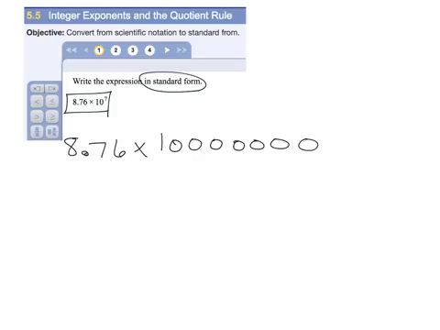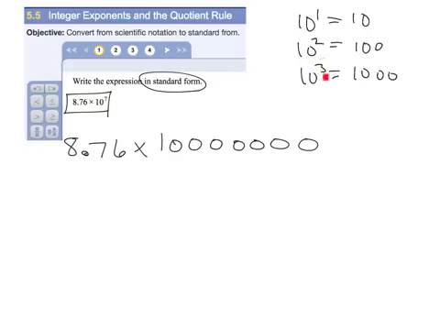If you think about it, 10 to the first power means 10. 10 to the second power means 100. 10 to the third power means 1,000. So basically what you should see is that whatever the exponent is, that's how many zeros you have in your number. So when it says 10 to the 7th power, I needed to write out a 1 followed by 7 zeros. 1, 2, 3, 4, 5, 6, 7.